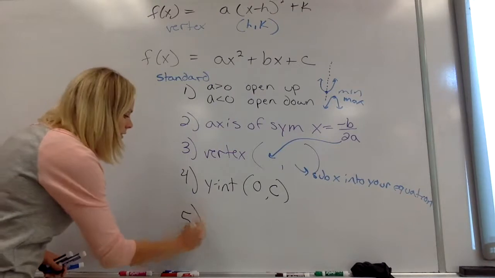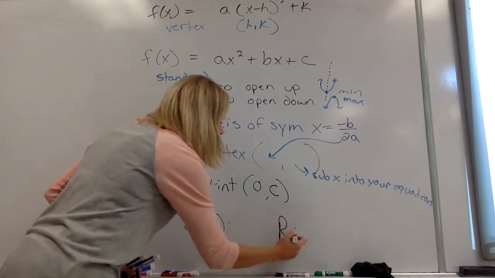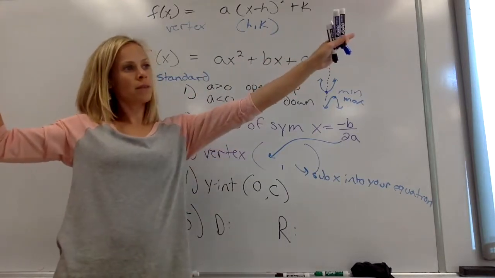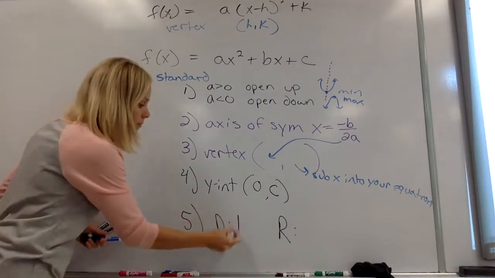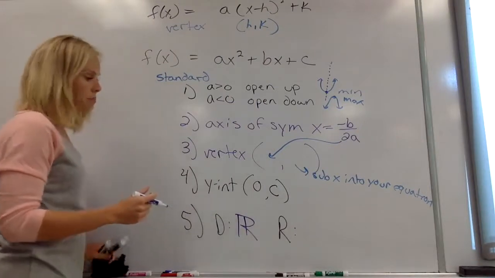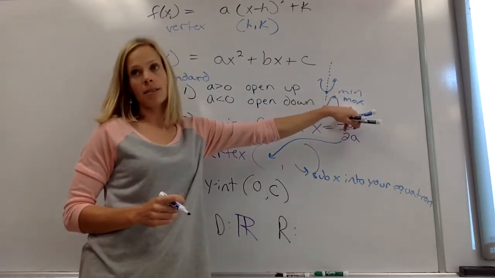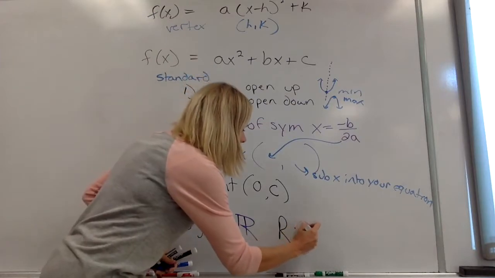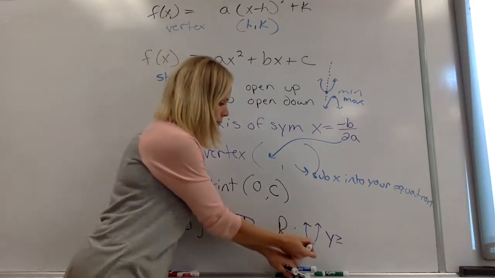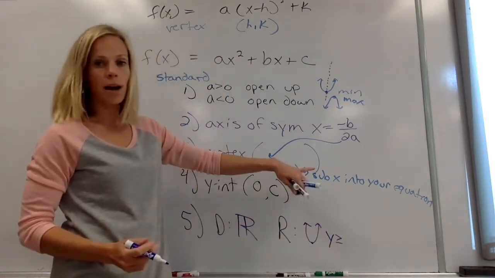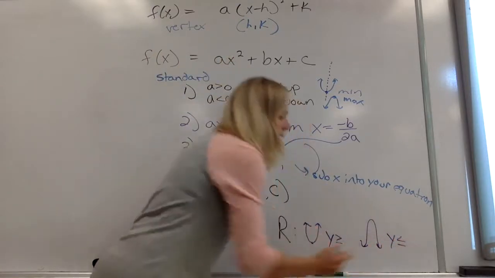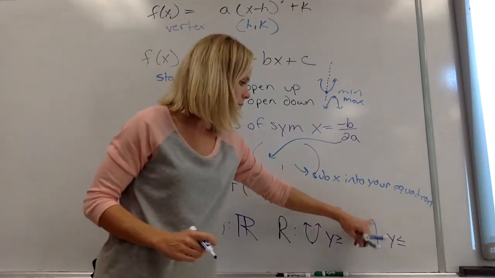And then the last thing you're going to do is domain and range. Domain, on a parabola, since I start at the vertex and go left and right forever, my domain is going to be all real numbers. Now my range is going to differ because it depends if I have a min or a max. If I open up, my range is going to be greater than or equal to, because I'm starting here and only going up. If I open down, my range is going to be less than or equal to, because I'm here and I'm only going down.